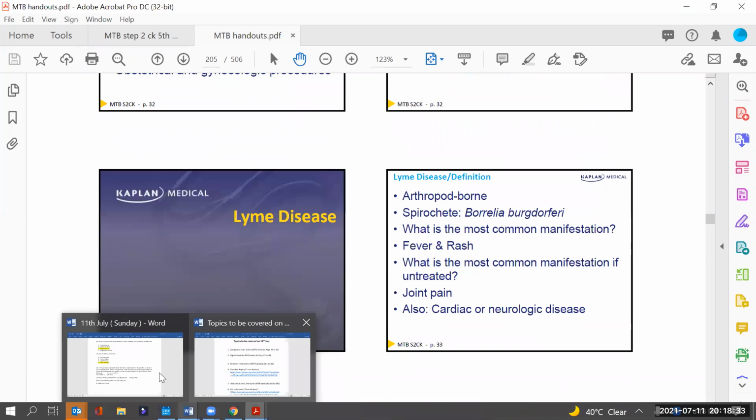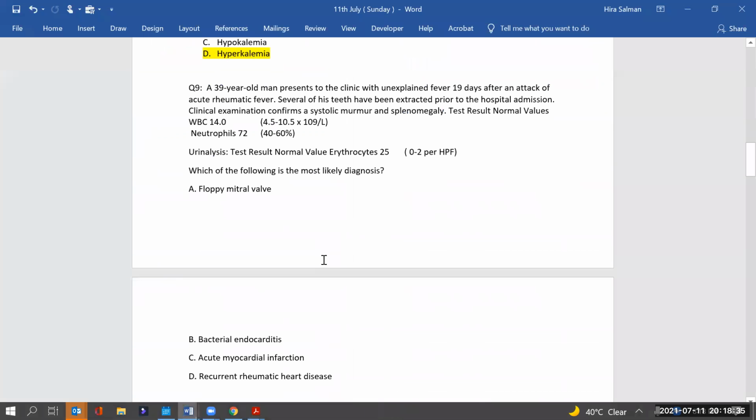So we'll go for the questions. Okay, so here the question says, a 39-year-old man presents to the clinic with unexplained fever. So we'll look for the age of the patient. Whenever you are solving a recall, always look for the age of the patient, the presentation, like he is presenting to the clinic. 39 years old. Unexplained fever for 19 days after an attack of acute rheumatic fever.